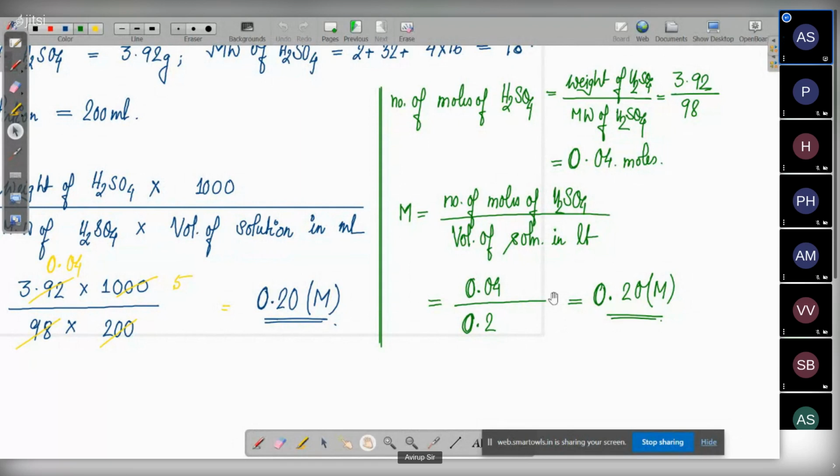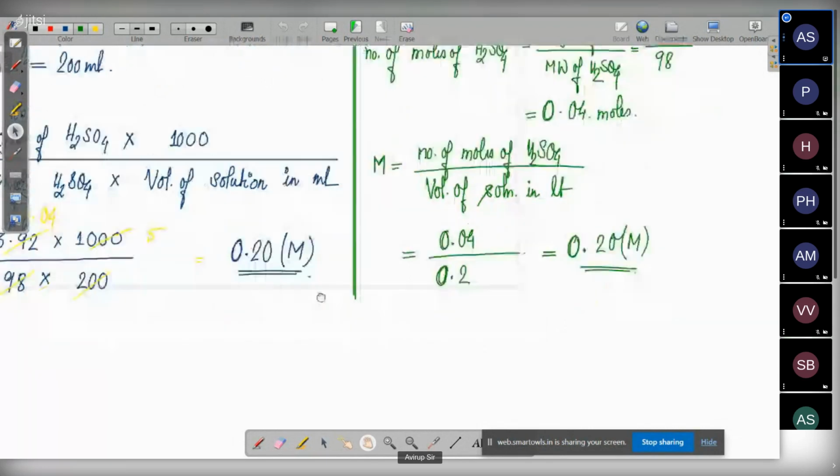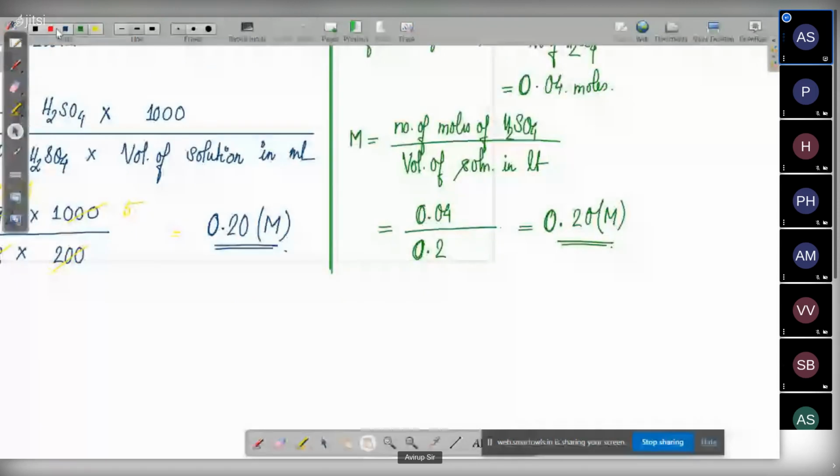0.04 divided by 0.2. No, it is 0.2 only. It is coming at 0.2 only. Yes, it is correct, not incorrect. It is correct only. Yes. It is correct. It isn't incorrect. Okay, it is correct. Did you understand it? See, yes, sir.